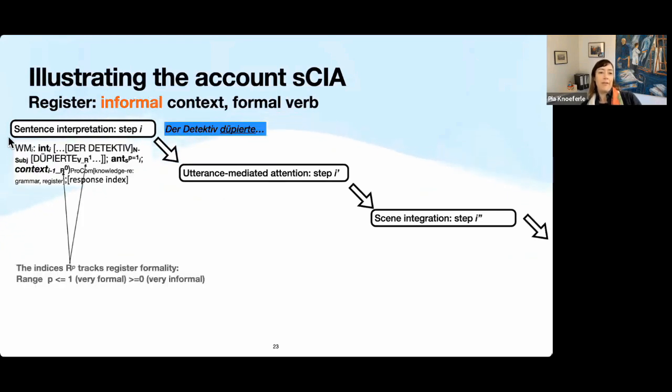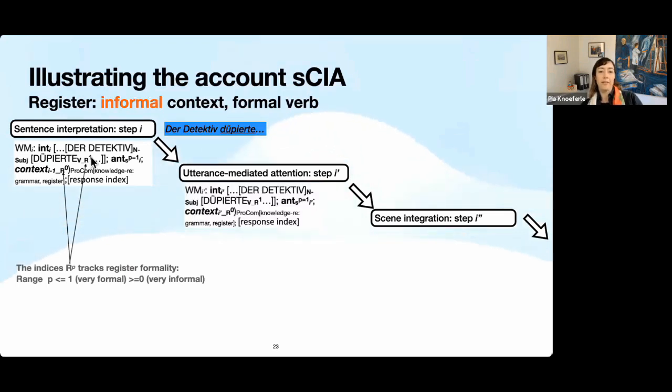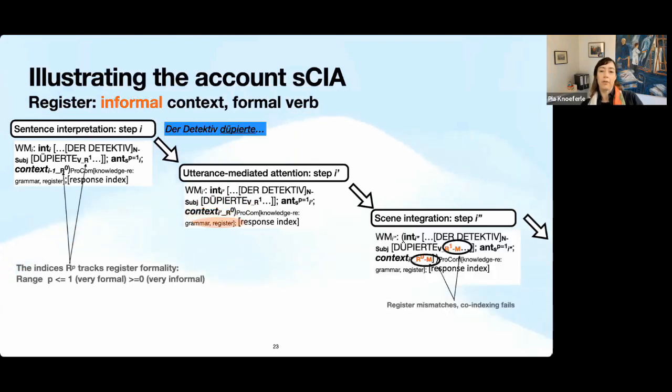But what's different now is that you've got a context that has a register formality rating set to 0. You're taking the extreme here. That's just for illustration purposes. And you still have the formal verb. So you can anticipate that attention is going to shift similarly, but then the mismatch resolution is going to be different. Now you've got a sort of mismatching effect at the scene integration step. Co-indexing fails, and in terms of mapping that to reading times, it should be comparatively slower in this case.